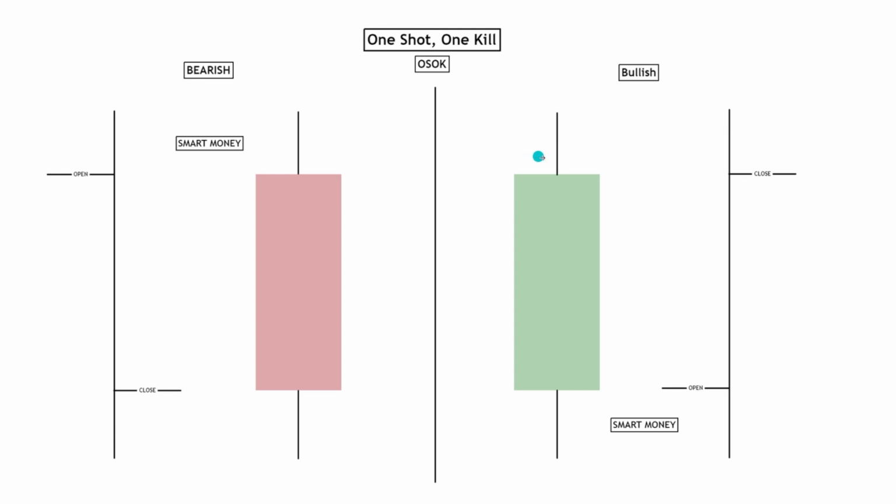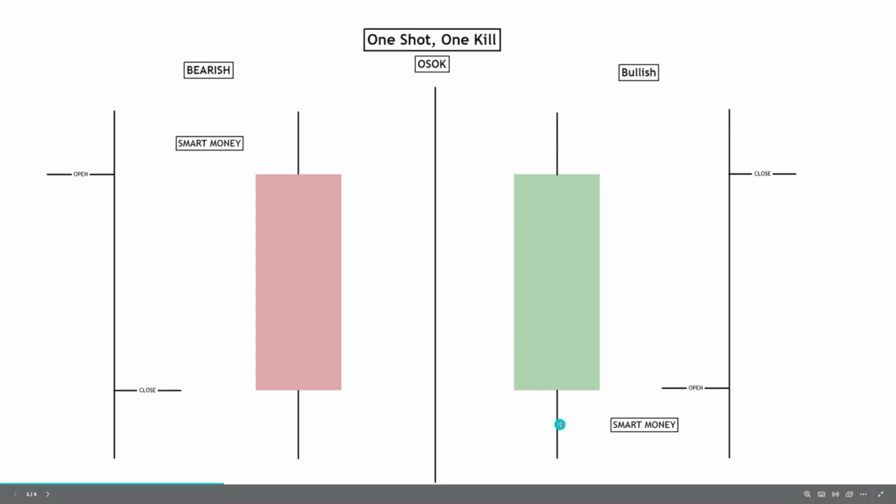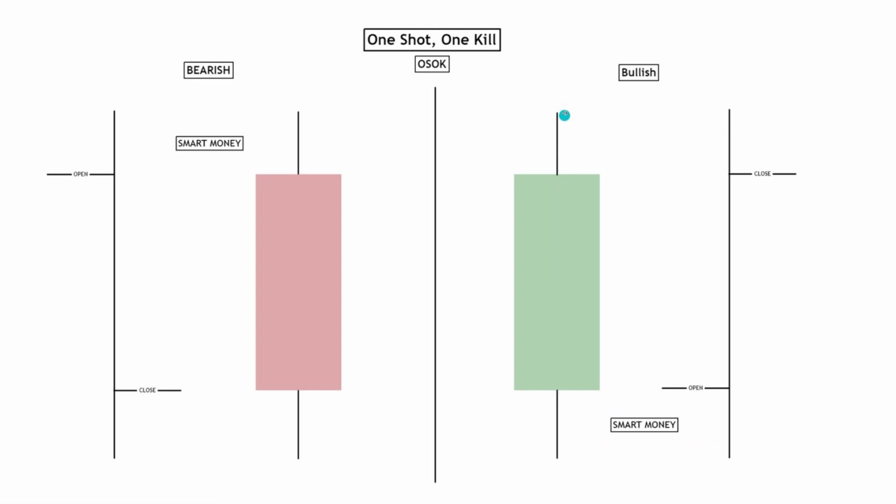Alright, so basis of the one shot, one kill model, we're looking to capture the majority of the weekly range. How we're going to do this is bearish weeks, we're going to look to sell short above the open. This is where smart money will look to position themselves in the weekly candle. And once we're positioned above the open, we'll look to capture the majority of the move down throughout the week. And vice versa, in bullish scenarios, we'll look to buy below the open along with smart money and look to capture the weekly range as it expands upwards.